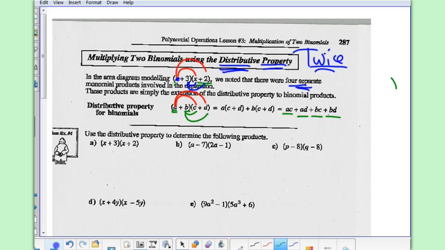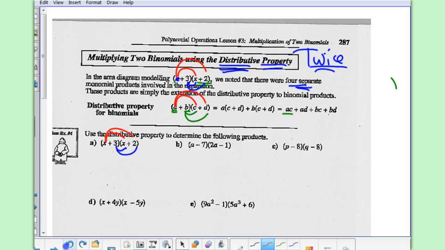So using the distributive property, I'm just going to use red arrows and green arrows. This is multiplication. I've got 2 things times 2 things, right? So this x has got to go to both. Nice. This 3's got to go to both. Done. I need to make those products. 4 products need to happen.